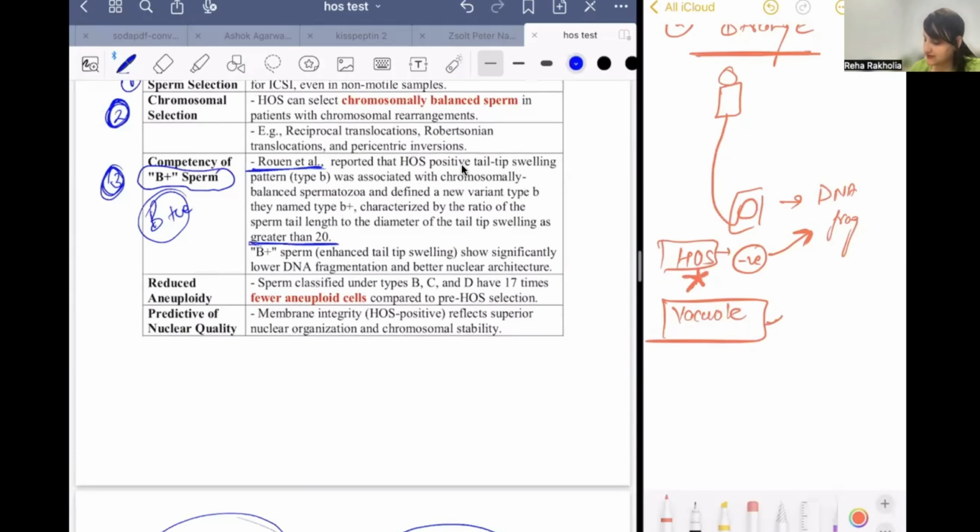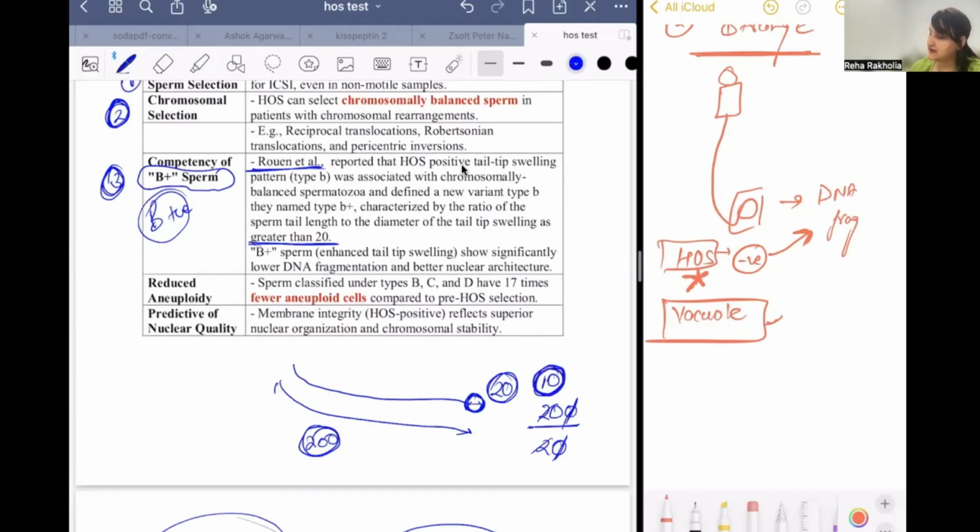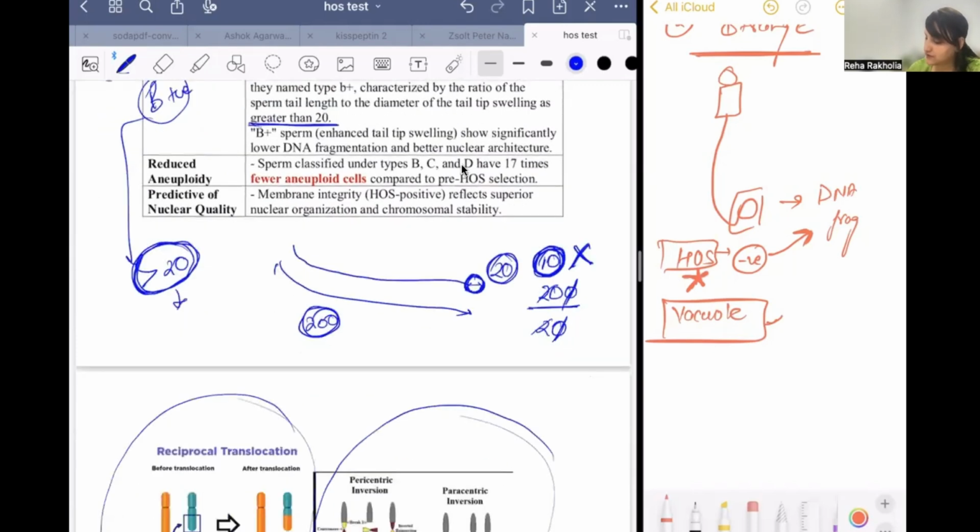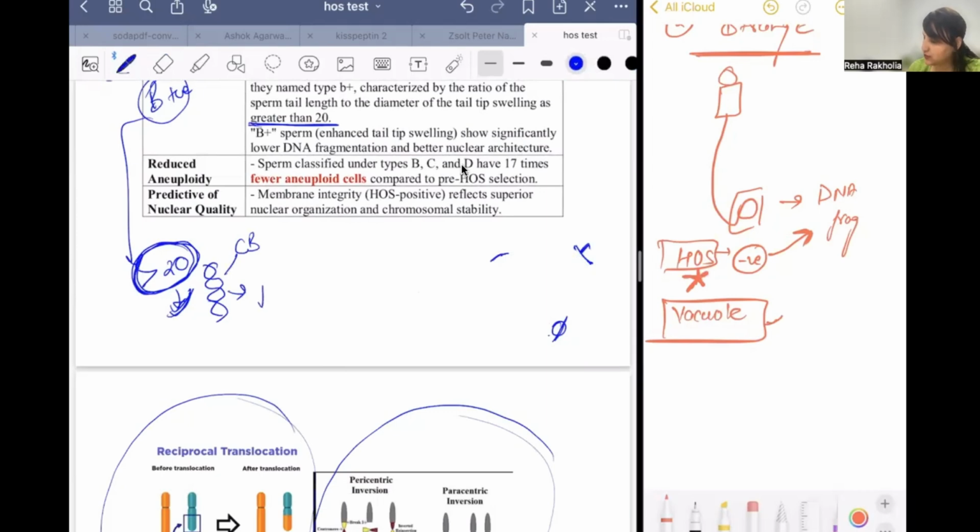What it means is, if this is the tail and this is the swelling, suppose the tail length is 200 and the swelling is around 20, then we do 200 by 20, the tail to swelling ratio. This is 10. That means it is not that good. B positive is when this ratio comes greater than 20. If the ratio is greater than 20, these sperm are chromosomally balanced with lower DNA fragmentation and strong nuclear architecture.